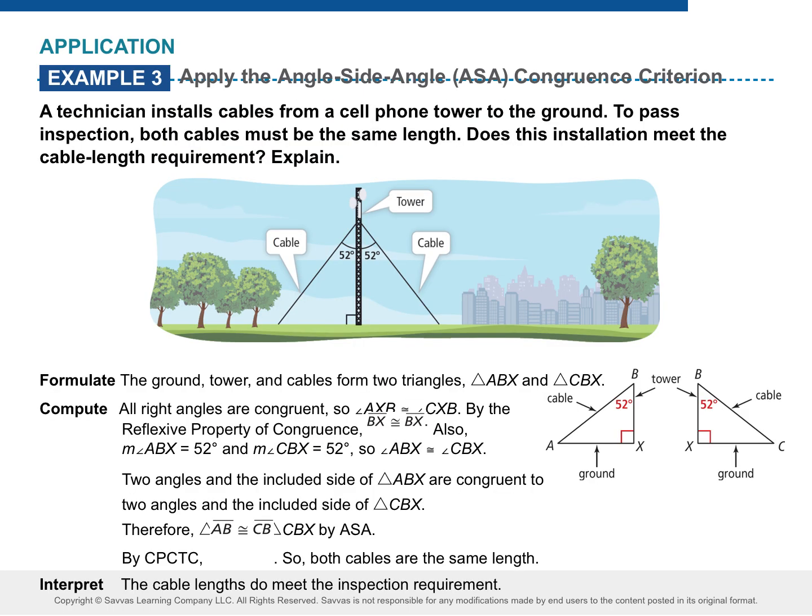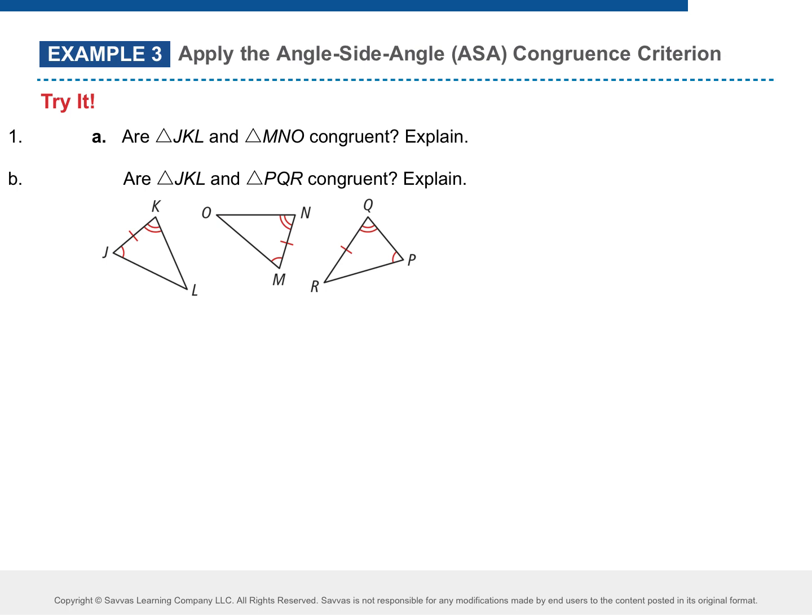Okay? Looking at, go ahead and flip your notes. Example 3. I want you to try that one on your own. 3A and B. Looking at example 3A, it's asking if JKL and MNO are congruent to each other. If so, why are they? Are they congruent? By angle, side, angle. Okay, I agree.